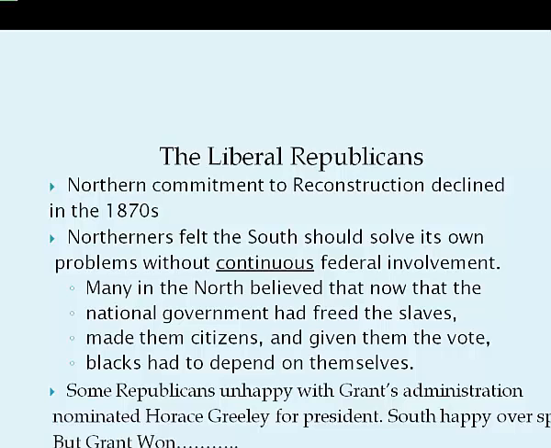Now, the Northerners' commitment to Reconstruction started to decline in the 1870s. Radicals such as Thaddeus Stevens had passed away or otherwise left politics, and they were replaced by figures less dedicated to equal rights for the blacks. Northerners more and more felt the South should solve its own problems. We can't continue to get the federal government involved. And many in the North believed that now that the national government had freed the slaves, made them citizens, and given them a vote, blacks had to depend upon themselves.